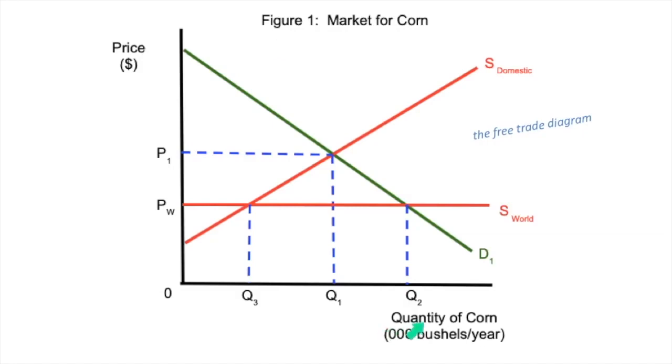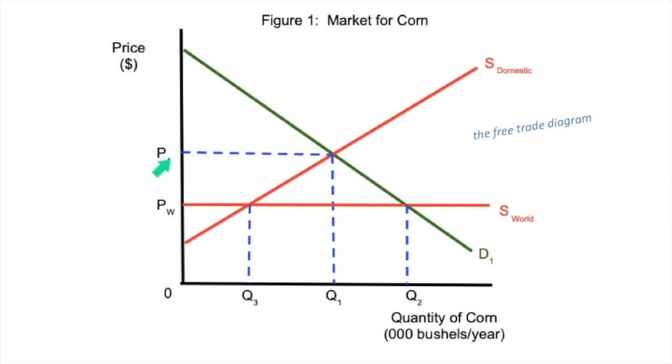Of course, this market is for corn, and almost all free trade and protectionist diagrams are about commodities, which gives us the ability to have a perfectly elastic world price and world supply curve, okay? So we're talking about thousands of bushels per year. Boom, there you go. That's where the story begins.